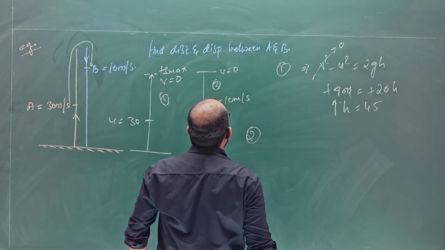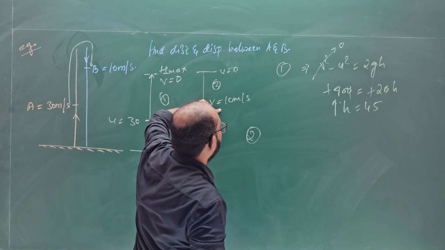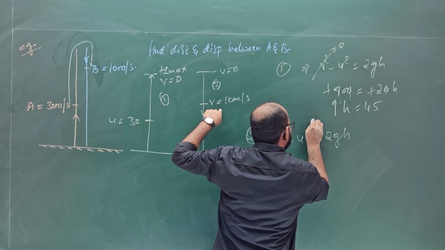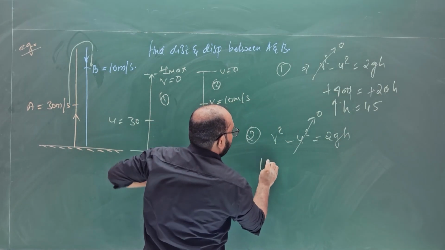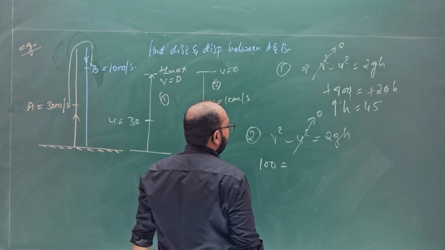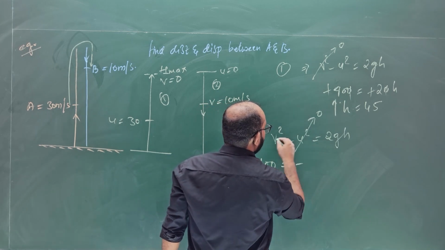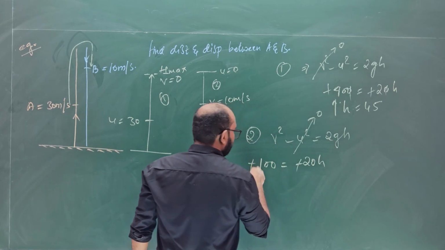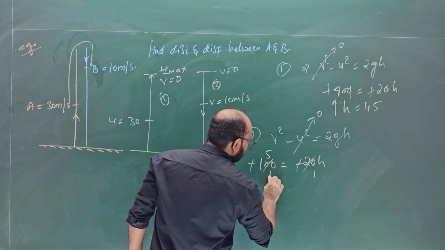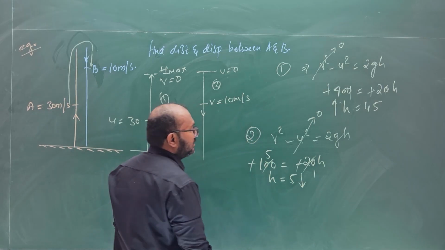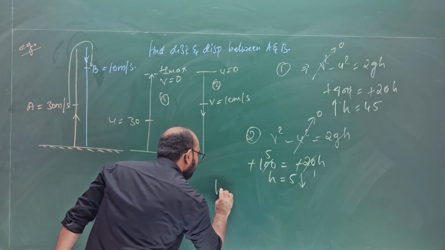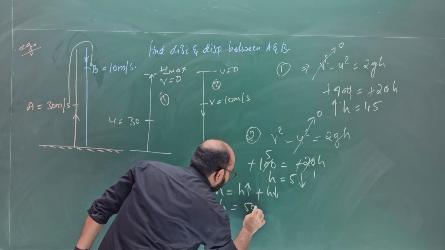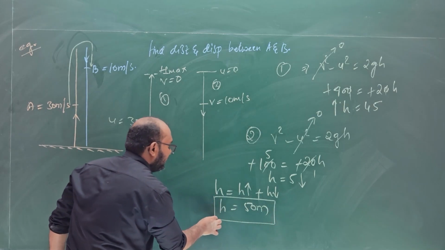Then similarly for the second diagram, initial velocity is 0, final velocity becomes 10. So v square minus u square is equal to 2gh. This time u becomes 0, so v square is 10 square, 100, minus 20h, since this is coming in the downward direction. Minus minus get cancelled, 2 ones are 2, 5s are, this time h is equal to 5 in the downward direction. So total distance is h of upward and h of downward, that is nothing but 50 meter. Those who have got the answer, excellent again.